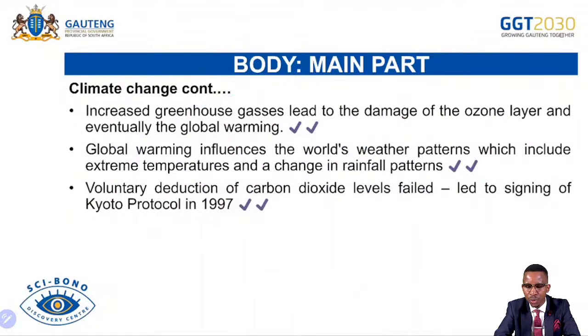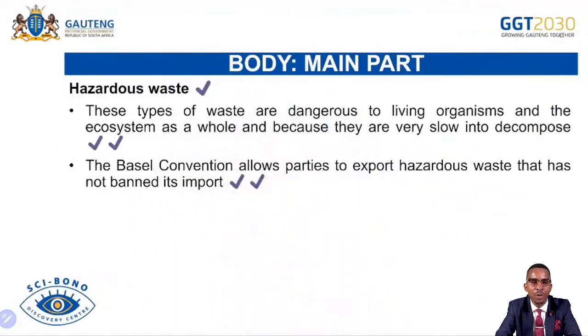Increased greenhouse gases lead to the damage of the ozone layer and eventually global warming. Global warming influences the world's weather patterns, which include extreme temperatures and changes in rainfall patterns, which will affect human lives, animals, plants, and the entire environment, because temperatures will be too high and there will be too much rain, etc. A voluntary reduction of carbon dioxide levels failed, which led to the signing of the Kyoto Protocol in 1997 to ensure that climate change is well monitored by avoiding the burning of fossil fuels.